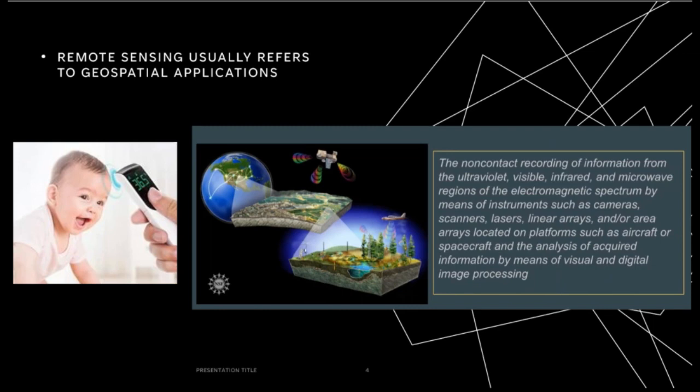Here is a much more strict or specific definition of remote sensing, and it's a mouthful. The non-contact recording of information from the ultraviolet, visible, infrared, and microwave regions of the electromagnetic spectrum by means of instruments such as cameras, scanners, lasers, linear arrays, and or area arrays located on platforms such as aircraft or spacecraft, and the analysis of acquired information by means of visual and digital image processing. Whew, that is a mouthful. But this is what we mean when we talk about remote sensing in the geospatial world.